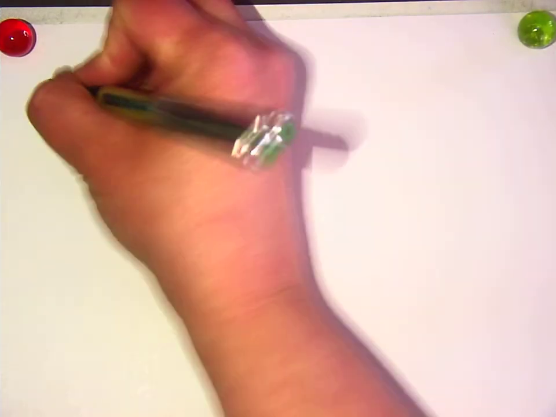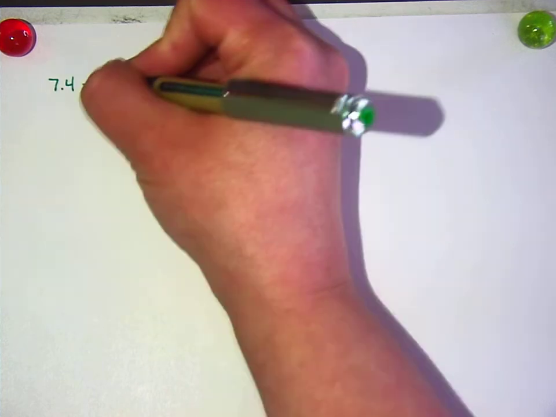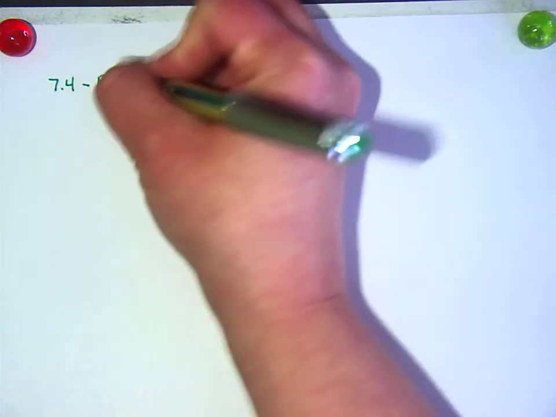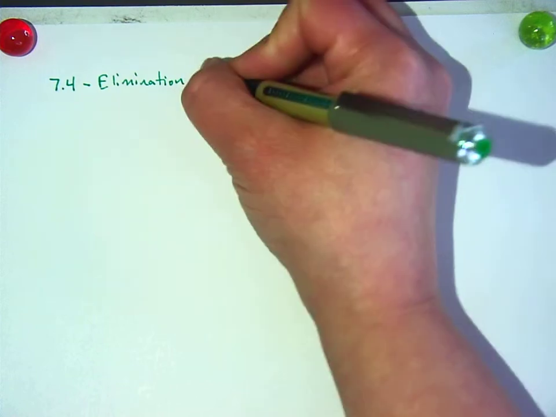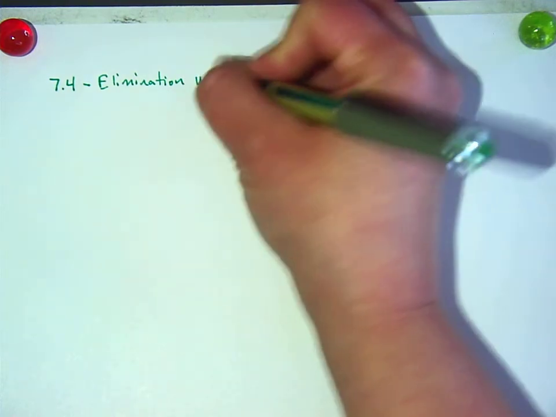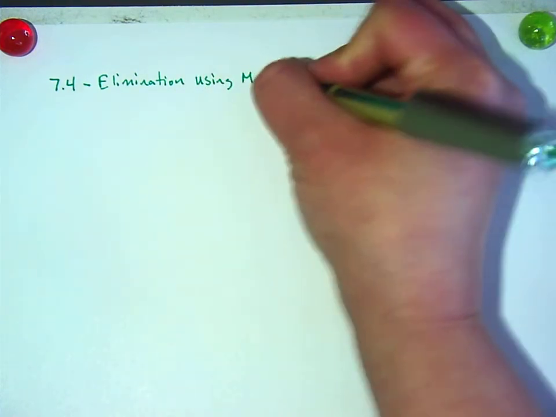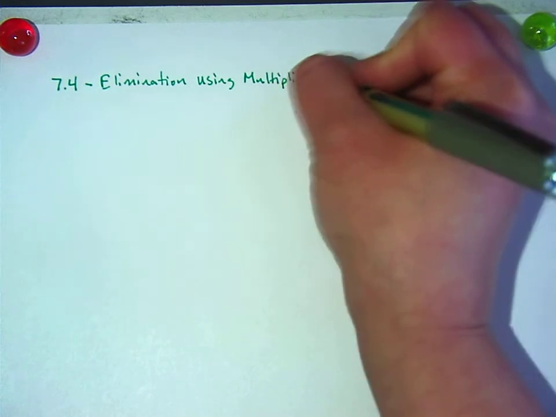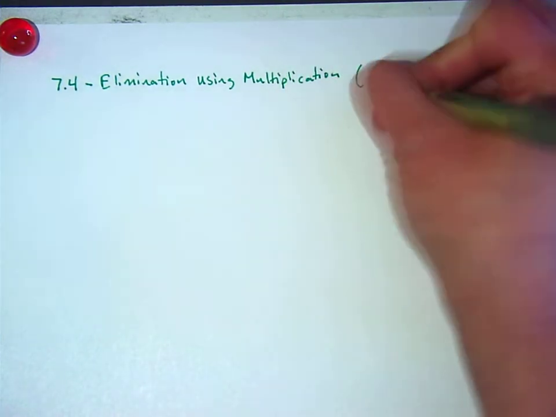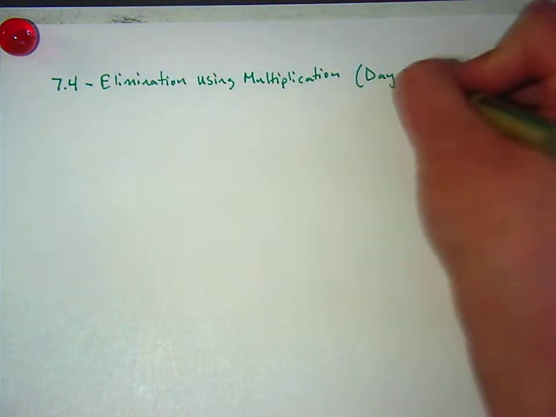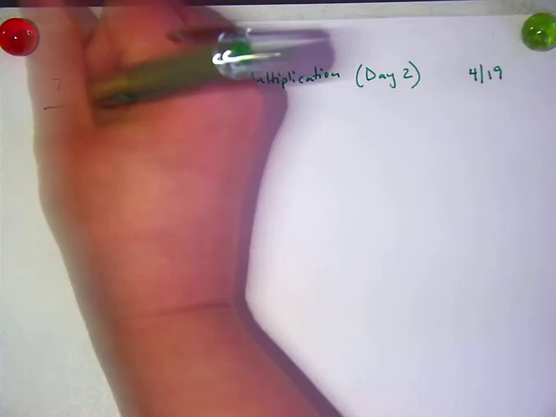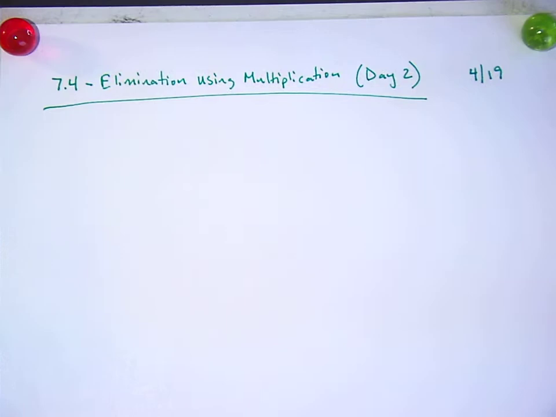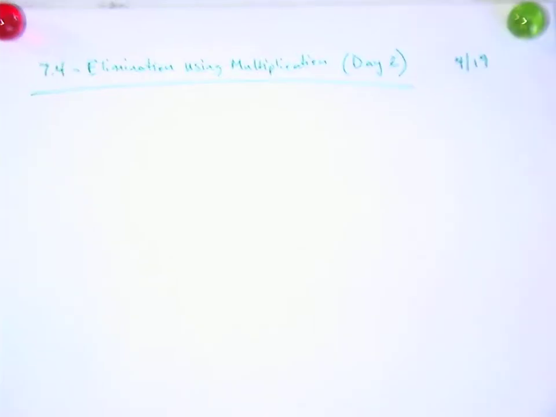Yep. All right, so this is section 7.4, elimination using multiplication. This is day 2. We've already done one day of this already. What was it, the 19th? I don't know, the 14th. That was the last one. Today is the 19th.